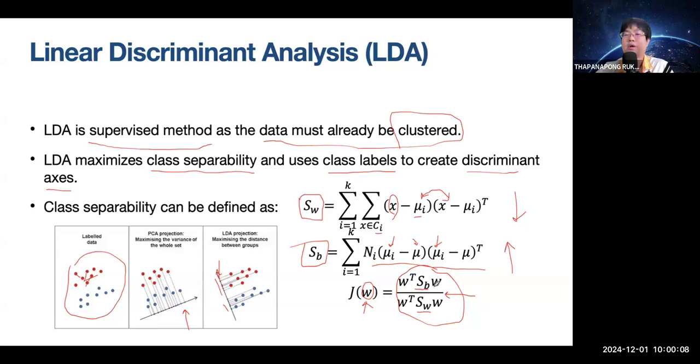And basically, you want the top to be high, and you want the bottom to be low. So basically, you want to maximize this function, so it becomes a maximization method. Okay, let's look at the steps in detail.